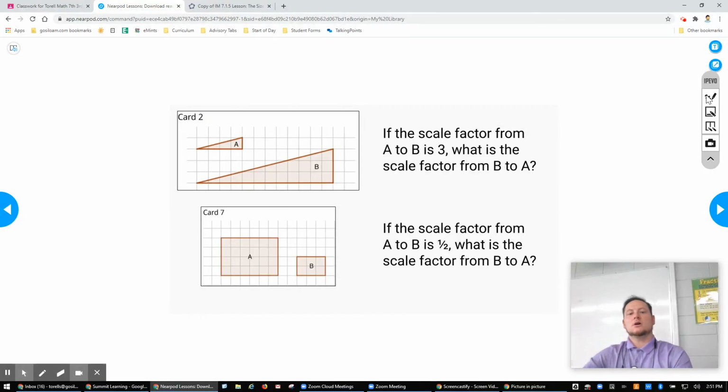So here, card 2: if a scale factor from A to B is 3, what is the scale factor from B to A? And hopefully you're catching on to this already. So let's look at that.